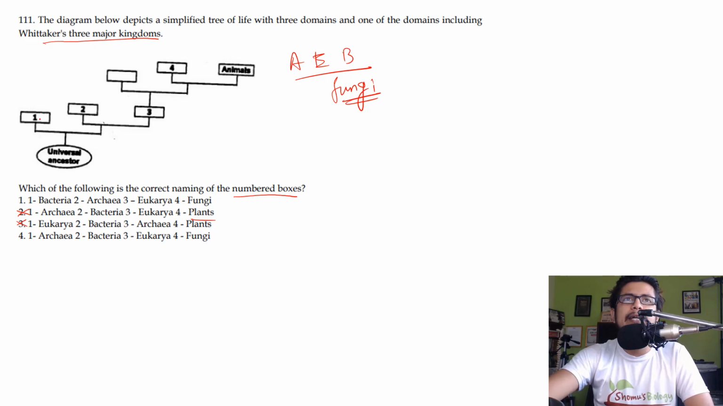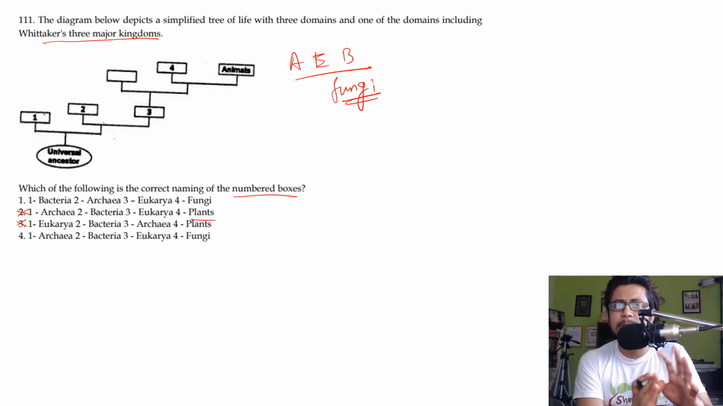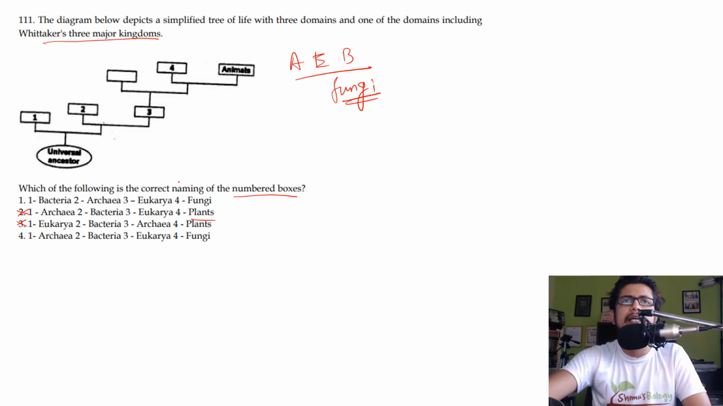Now we need to understand how they evolved from the beginning. This is a question from the basics of classification. You don't need to know even the details of the classification, but still you can answer it. This is the ancestor, and 1 is the first one that is derived. Among bacteria, archaea, eukarya and fungi, obviously bacteria evolved first. So 1 will be bacteria. If 1 is bacteria, then we know the answer is option 1. You don't need to read anything else, and this question can be answered within a few seconds. So option 1 is correct.